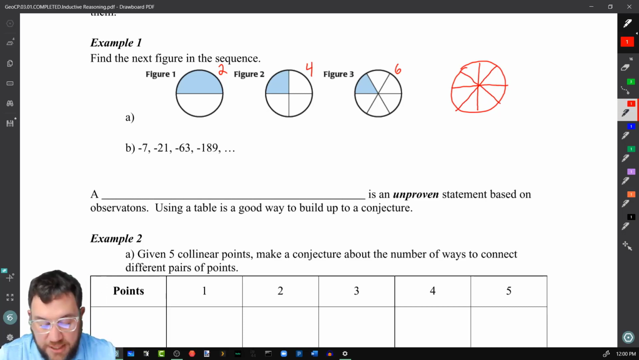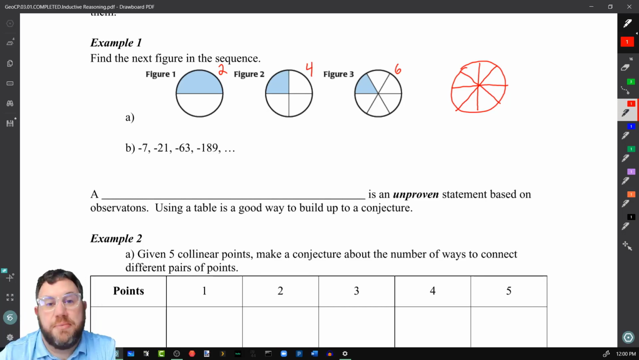You could also say that it's the figure number times 2, because figure 1 times 2 is 2. Figure 2 times 2 is 4. Figure 3 times 2 is 6. So figure 4 times 2 is 8.